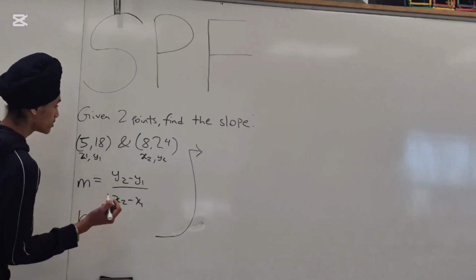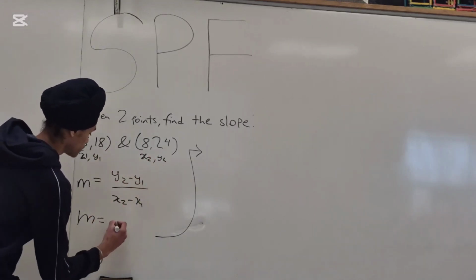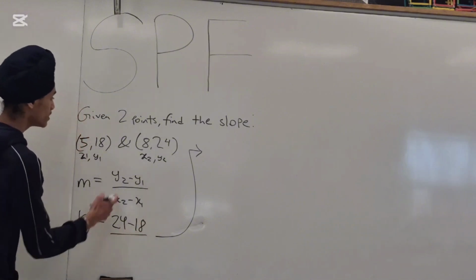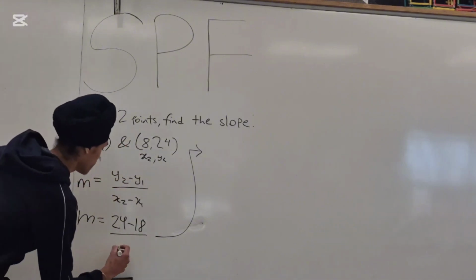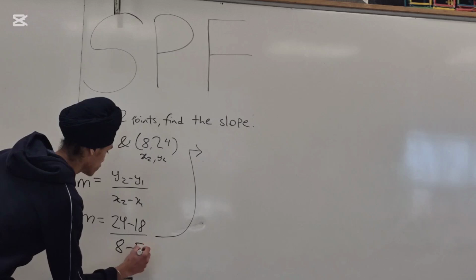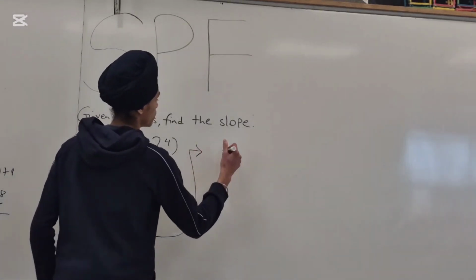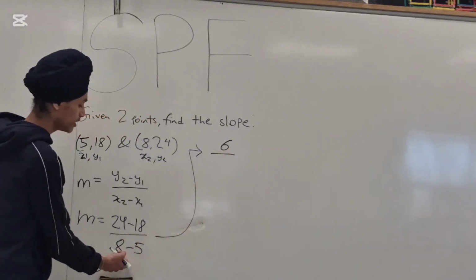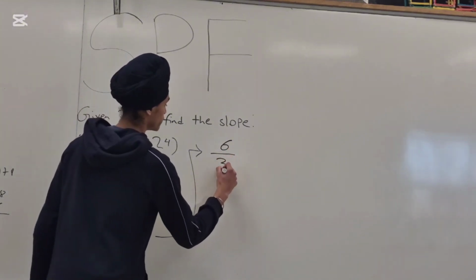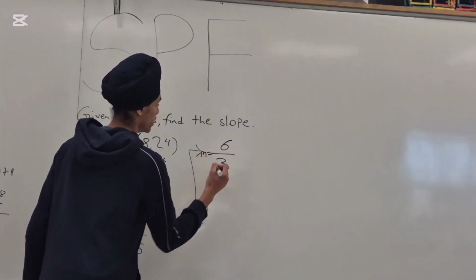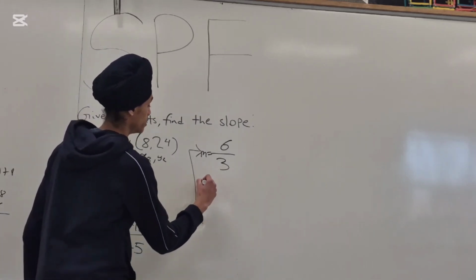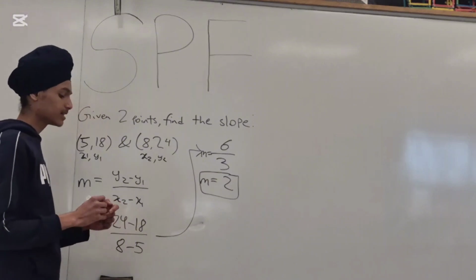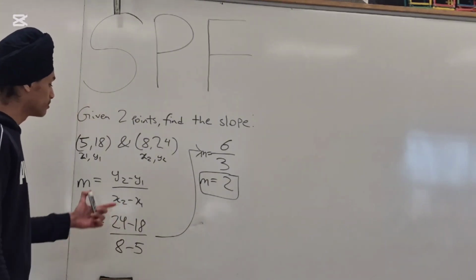So the slope equals 24 minus 18 divided by 8 minus 5. Now 24 minus 18 is 6, and here 8 minus 5 is 3. And now you gotta simplify this fraction. So m equals 2. And that's how you find the slope from 2 given points by using this formula.